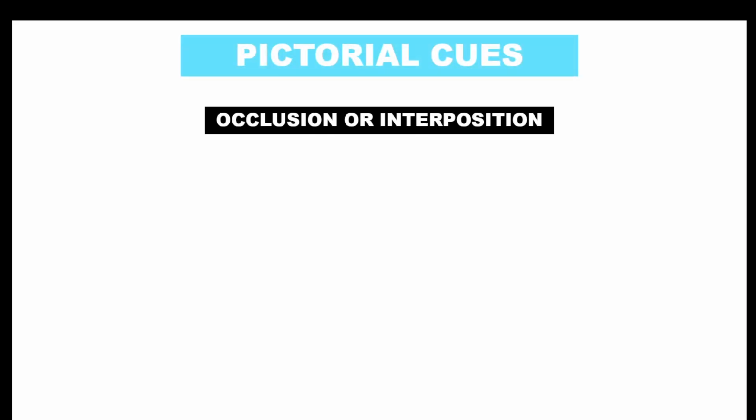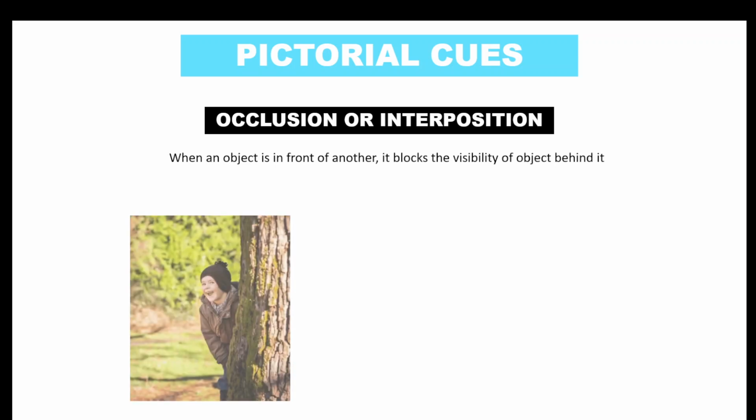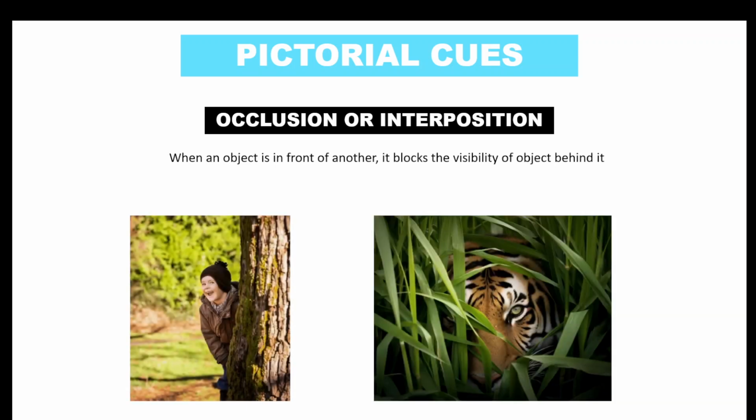Well, occlusion or interposition. When an object is in front of another, it blocks the visibility of the other. For example, if there is a child behind the tree, or there is a tiger behind the grass. Well, we know that there is an object, and the object that is in front of it is covering it. So that's what we know on a perceptual level.